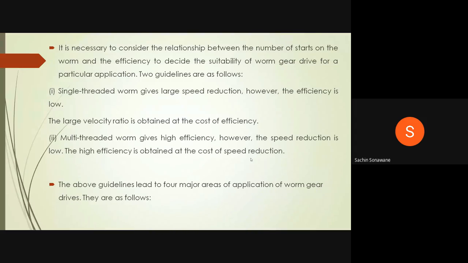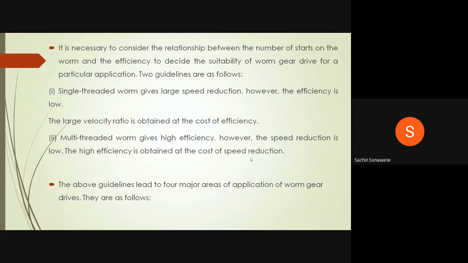It is necessary to consider the relationship between the number of starts on the worm and the efficiency to decide the suitability of worm gear drive for a particular application. Two guidelines are as follows. First, a single-threaded worm gives large speed reduction. However, the efficiency is low. The large velocity ratio is obtained at the cost of efficiency. Second, a multi-threaded worm gives high efficiency. However, the speed reduction is low. The high efficiency is obtained at the cost of speed reduction.